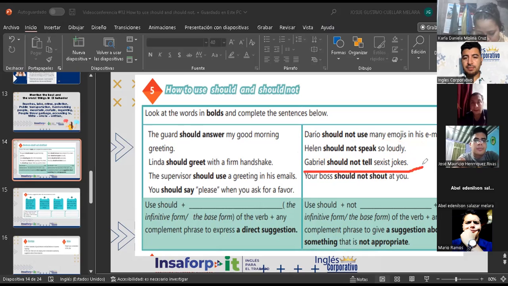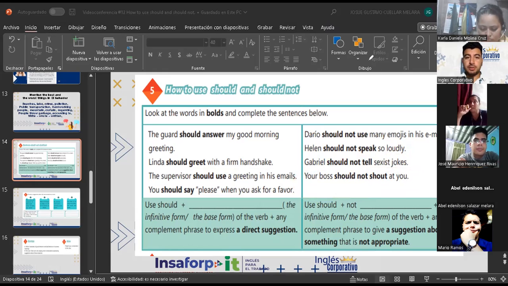Gabriel should not tell sexist jokes. Jokes, como joker, jokes, chistes. Chistes sexistas. Gabriel should not tell, no debería de contar, ok? Especially in the workplace. That's really uncomfortable, es incómodo. Ok, Laura, your boss, can you tell? Your boss should not shout at you.